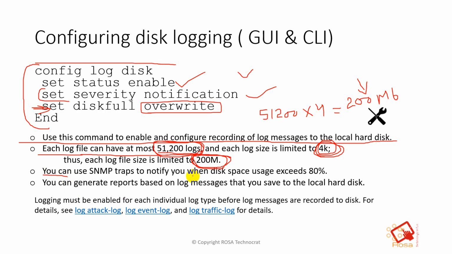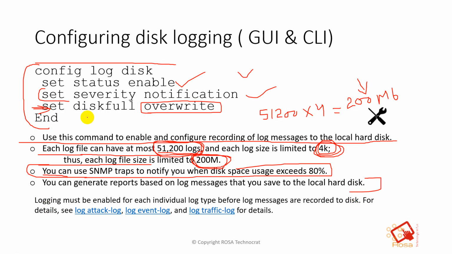You can use SNMP traps to notify when disk space exceeds 80%. So this you can set as a warning or you can set as an alert if your disk is going more than 80%. And similarly, you can generate reports based on log messages that you save to local hard disk, that we know, because if the logs are stored, then generating the reports from the logs is easier.